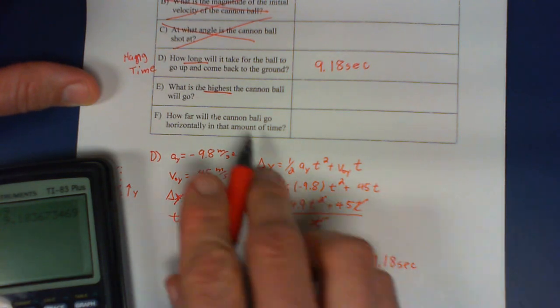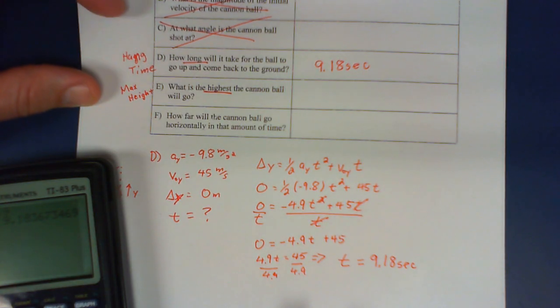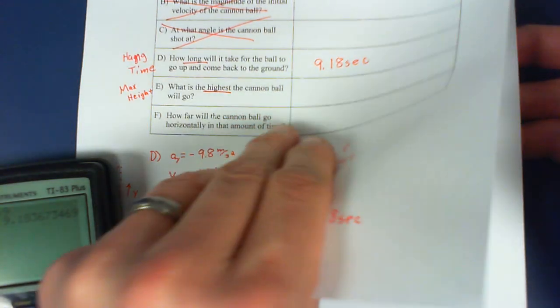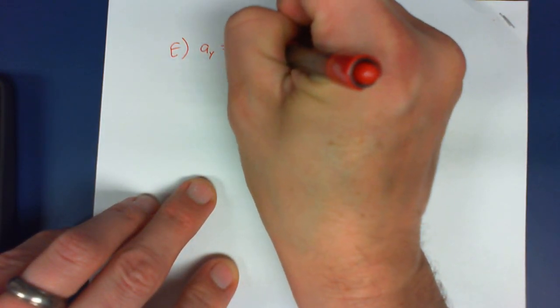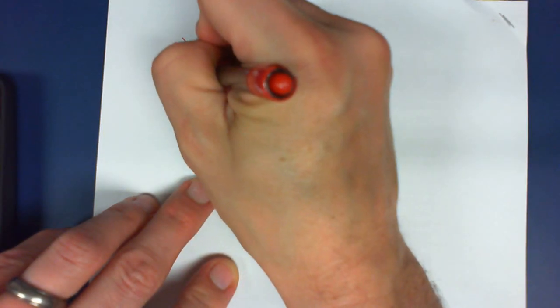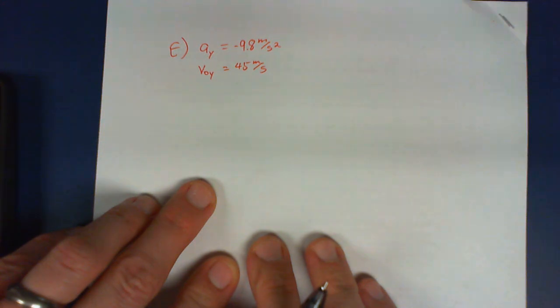Hang time. All right. E refers to max height, the highest it's going to go. All right. So for the max height, part E, again, we're looking in the y direction. We're looking in the vertical direction. So that means the acceleration is negative 9.8 meters per second squared. The initial velocity, 45 meters per second. All right.